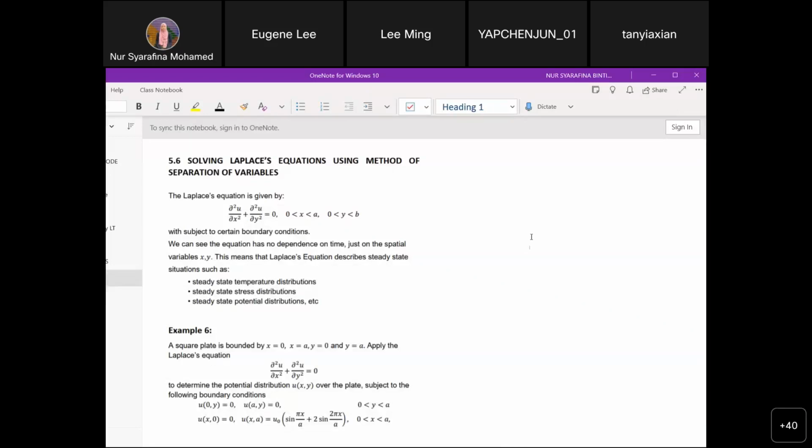Remember, we have the heat equation, wave equation, and Laplace equation for 1D, 2D, and 3D. The solution of all of these types of PDE can use MSV or D'Alembert, but D'Alembert is only for the wave equation and infinite boundaries. So now, how can we solve Laplace by using MSV?